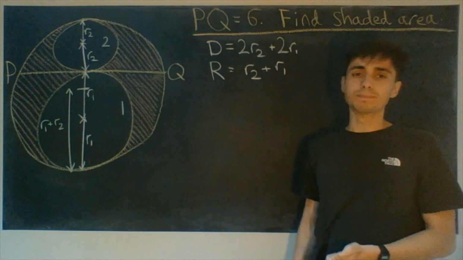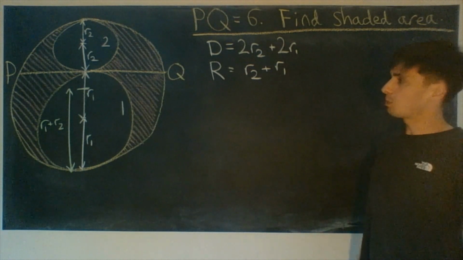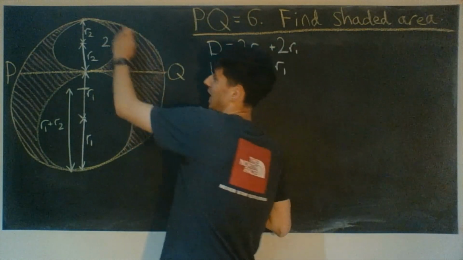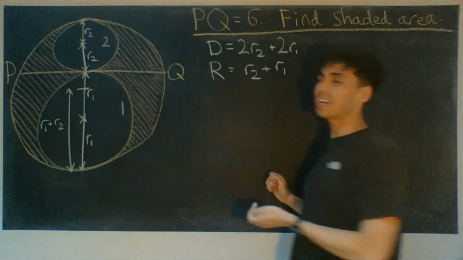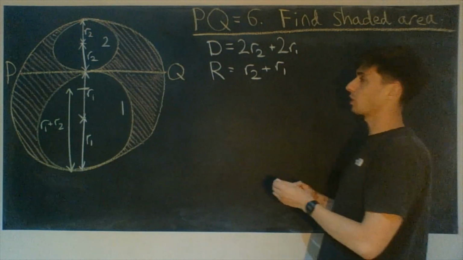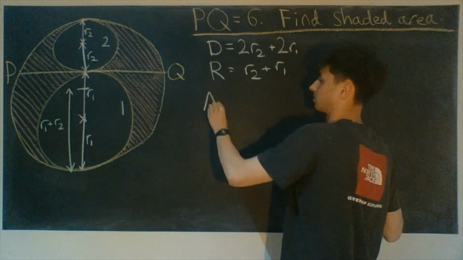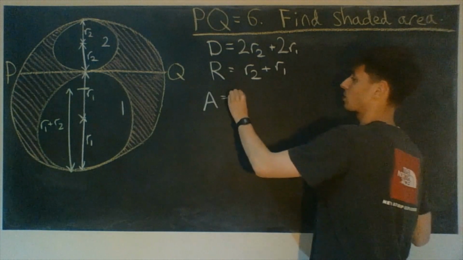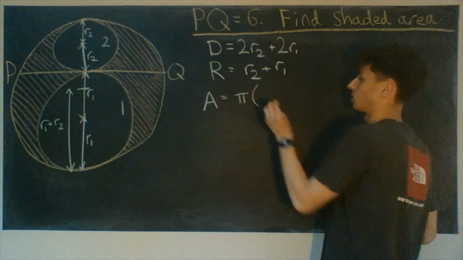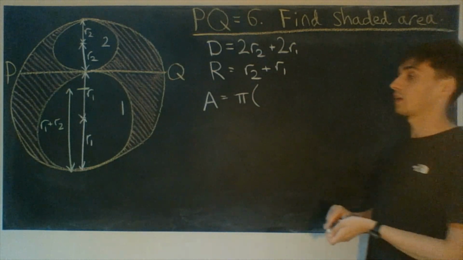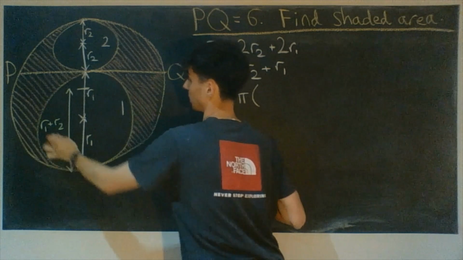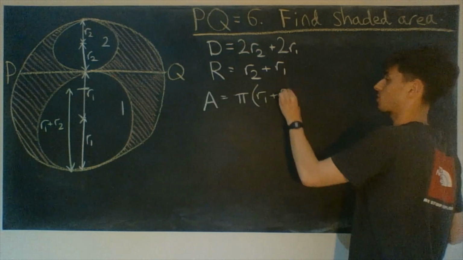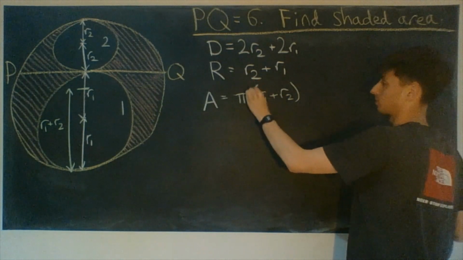Some next steps then, what could be useful? And now we should start thinking about areas. The area of this whole larger circle, let's think about that first. And we can call this just capital A. Well, for a circle, its area is always pi times the radius squared. And we know the radius of the whole thing is R1 plus R2. So let's write this in. Pi times (R1 plus R2) squared.